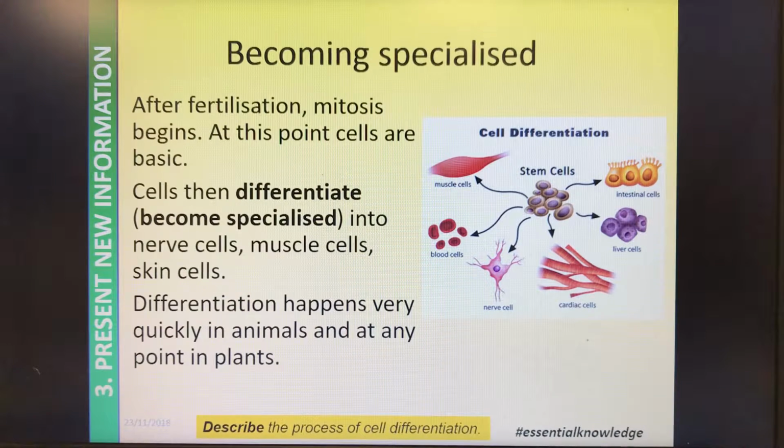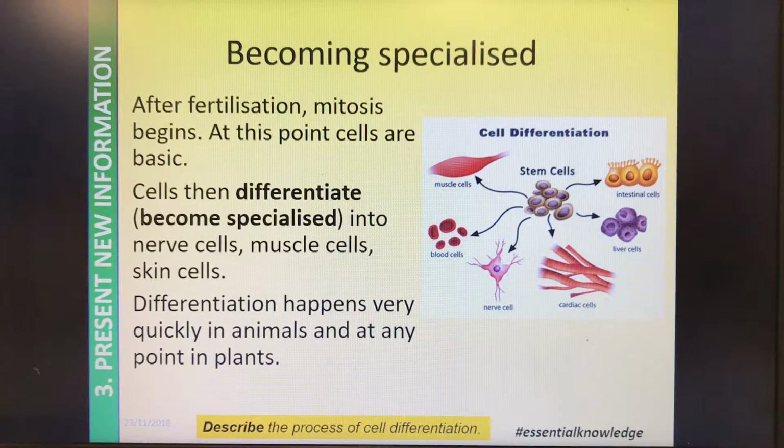Cells then start to become different. That's where we get the word differentiate from. And that means that they become specialised. Okay, so there's loads and loads of different types of specialised cells that have particular functions, and there's specific ones that the exam board want us to learn.